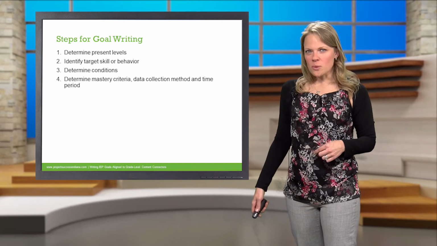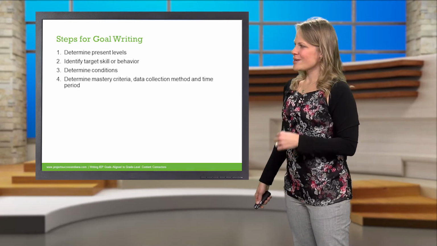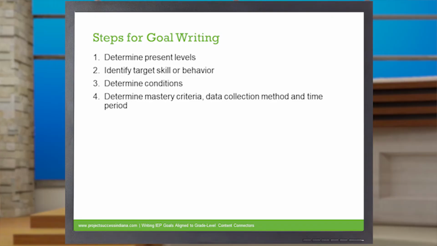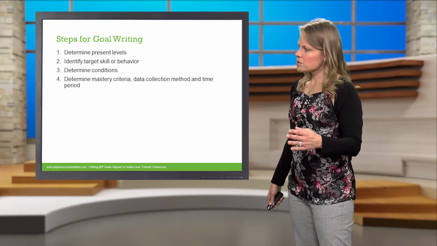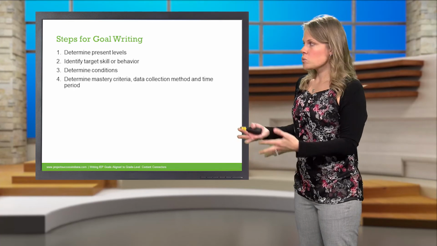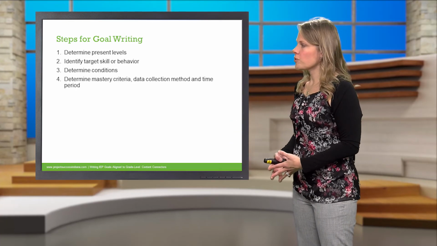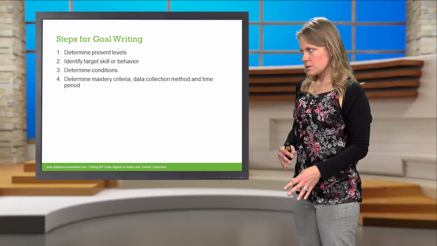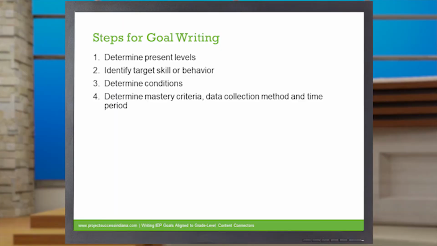All right, we have steps for goal writing. It looks so easy here, doesn't it? As we tackle each step individually and think about what it means. So first, you'll determine the present levels. Next, you'll identify the target skill or behavior. So far, so good, I think. Number 3, determine the conditions. Again, going back to what we looked at before, the conditions are given this or under this condition, here's when or where or how this student will be performing this skill or behavior. And then lastly, after you've done all those other things, is when you'll think about, now how will I know what those mastery criteria are? What methods will I be using to collect data? And then across what time period will I be collecting that data?